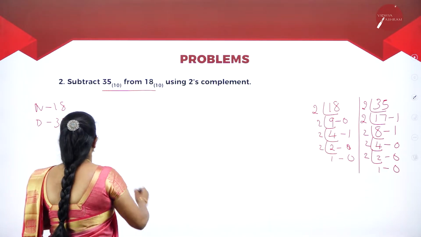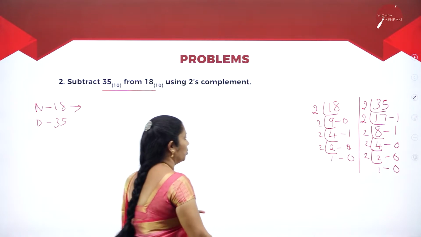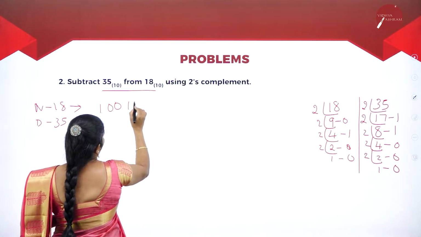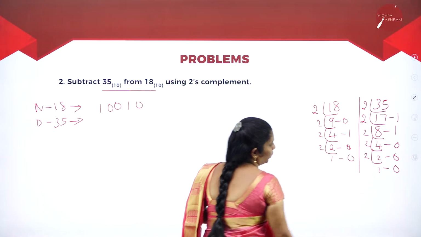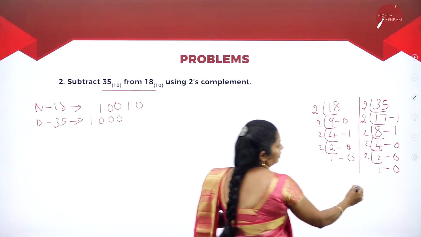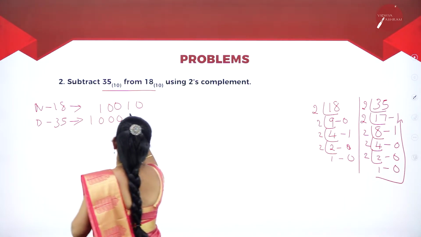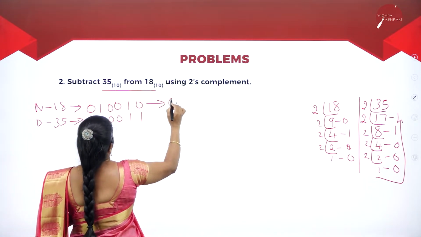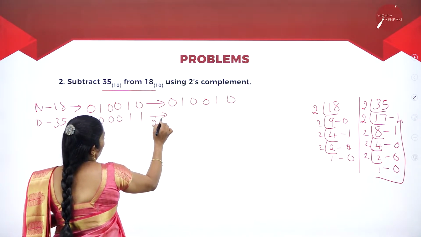Then how to write their binary values? Now write down the binary values. For 18, writing from bottom to upward, it is 1 0 0 1 0. In the same way for 35, write from bottom to upward: 1 0 0 0 1 1. To equalize the number of bits, you have to write a 0 in front of 18. Keep the numerator as it is, 0 1 0 0 1 0, and convert the denominator value to 2's complement.